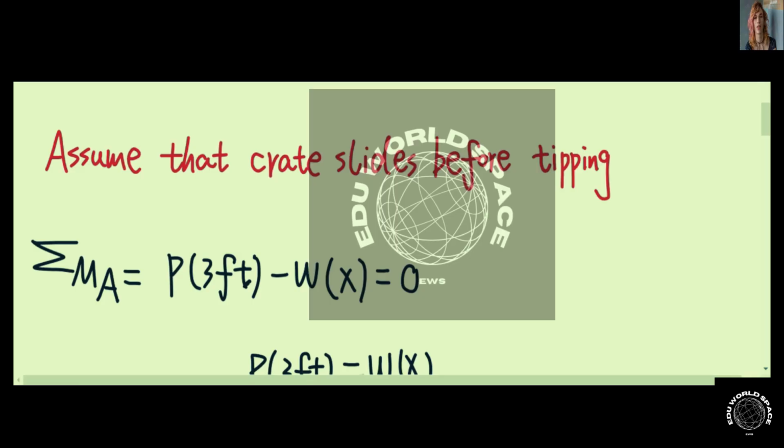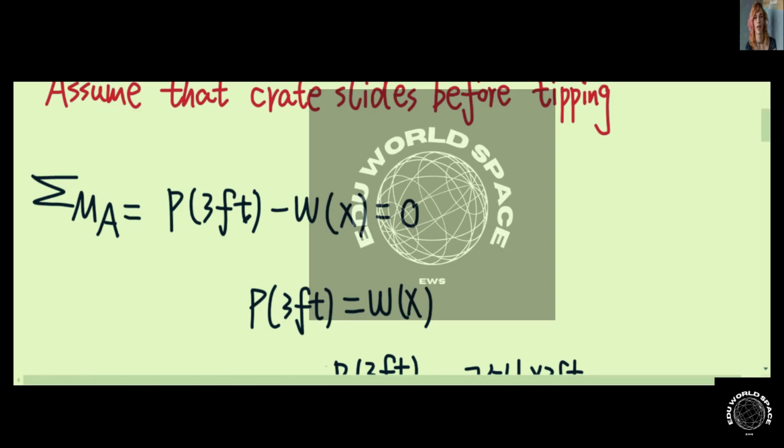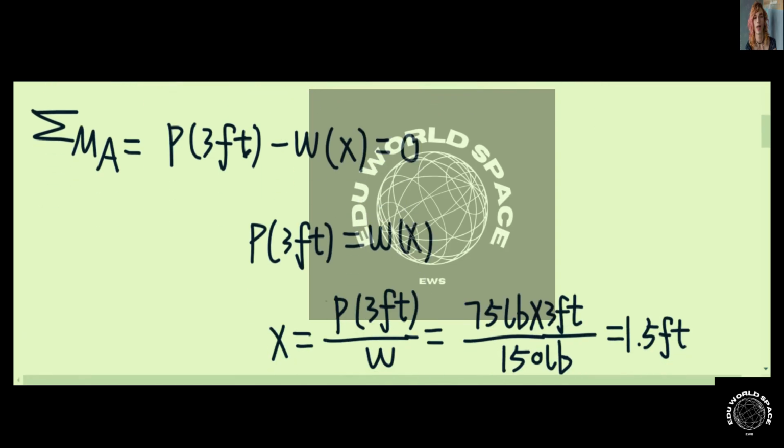So we have P times 3 feet minus W times x is equal to 0. So we have P times 3 feet is equal to W times x. So we have x is equal to P times 3 feet over W. Remember, we got P is equal to 75 pounds, and we know the weight of the crate is 150 pounds. So if we plug these values back into the equation, eventually we'll have the lever arm for the gravity is equal to 1.5 feet.